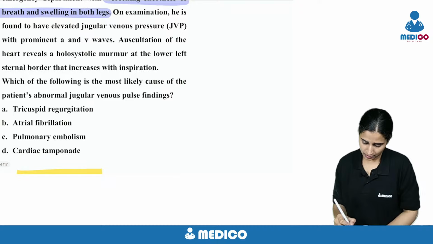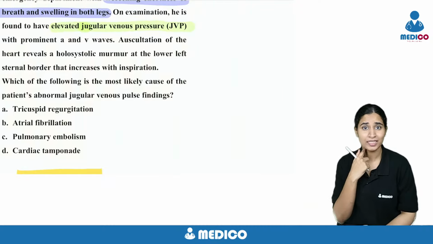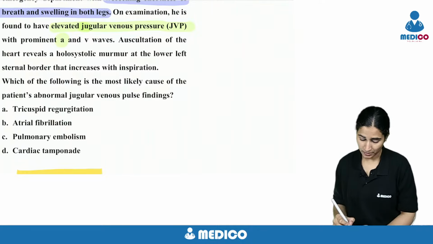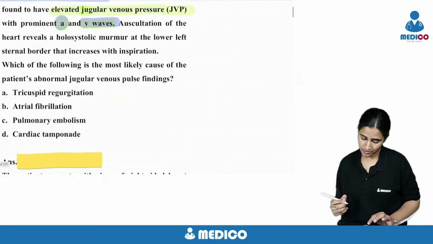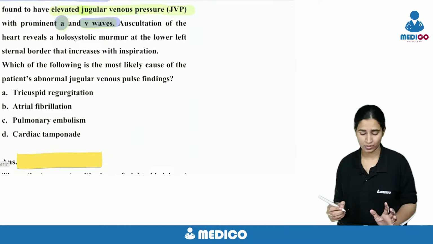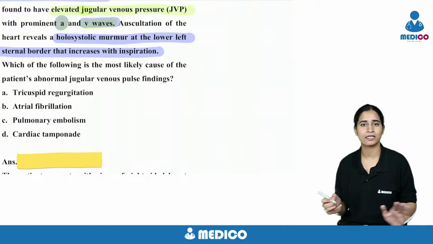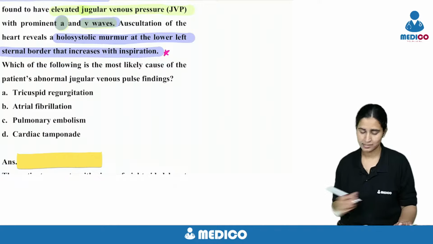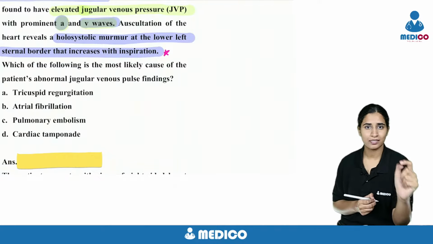And as we expected, there is elevated JVP. JVP elevation is a feature of right heart failure, right? And there are prominent A and V waves. Note it down, there are prominent A and V waves. We'll see what that is. On auscultation of the heart, there is a pansystolic murmur at the left lower sternal border, and it's increasing with inspiration. Actually, the key point for this question is this: there is a pansystolic murmur and it is increasing on inspiration.